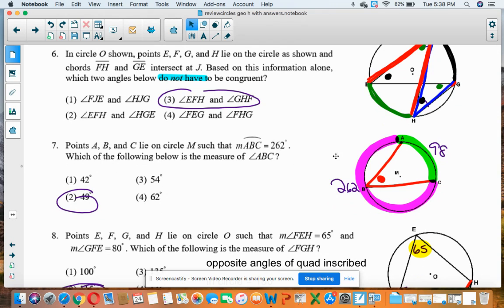Question 7, measure of arc ABC. That's what I highlighted in this purpley color is 262. Remember, all of the arcs in a circle that make a complete circle are 360. So 360 minus 262 is 98. So that's why the green one is 98. And I'm trying to find this angle right here that I have outlined in red. That's an inscribed angle, and it's half the arc. So that's why it's going to be 49.